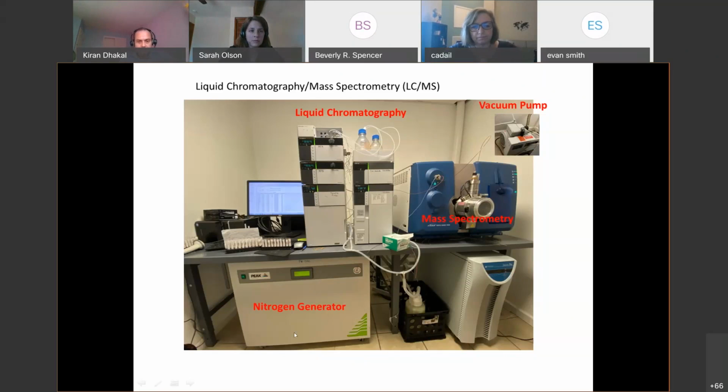And these are accessories. A nitrogen generator is required to do the reaction inside this instrument. And they use a very high vacuum. This is a vacuum pump. They suck out all the air. The mass spectrometry is operated under vacuum.